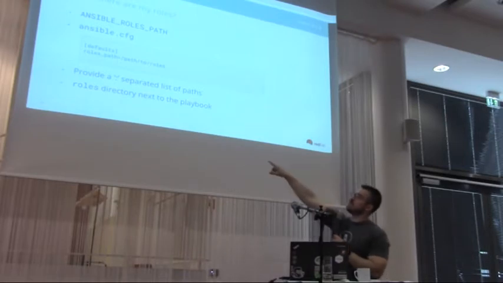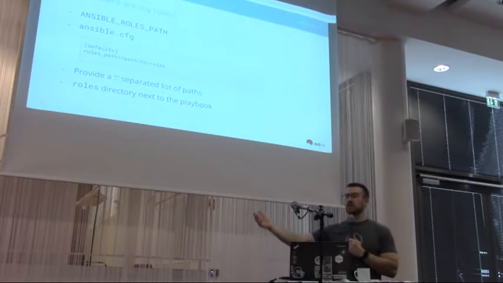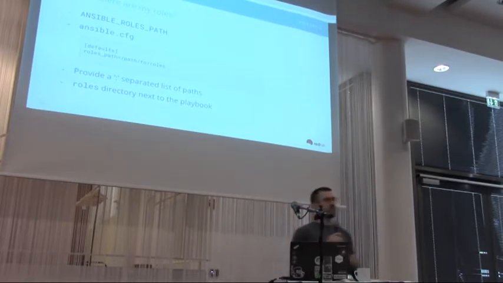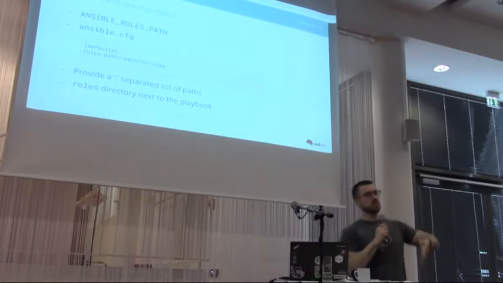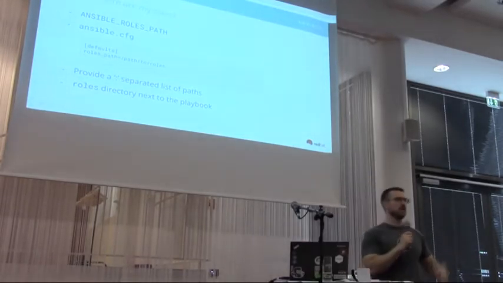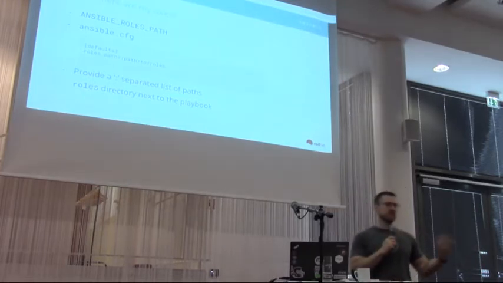You can use a colon to provide separate paths, because, of course, you can. And a roles directory next to the playbook. So if you have a playbook in your current working directory, and there is a roles directory in that same current working directory, any role content that is in that roles directory will be detected at runtime.